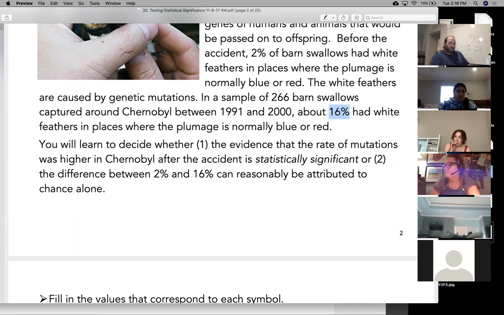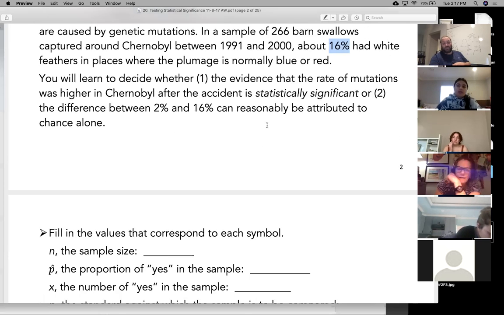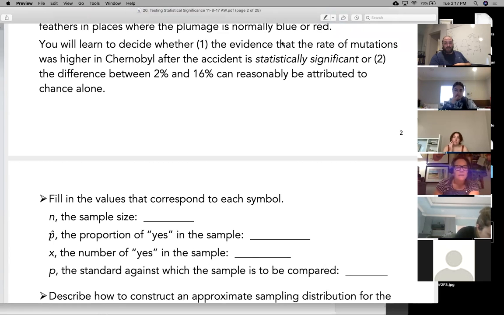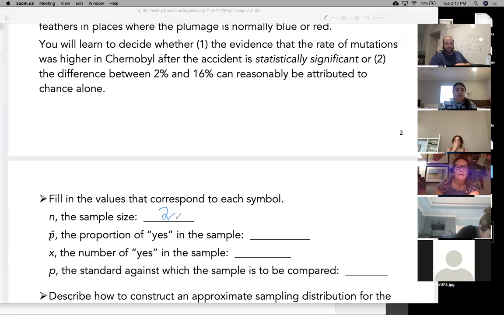42.56. Right. But of course, we're talking about how many birds, so it's got to be a whole number. 43. What I just did is I checked the numbers to see what would round to 16%. There's actually 2 that would round to 16%, either 42 or 43. But because 43 is closer, we're going to go with 43. That's the number x, the number of successes. There's 266 in my sample, 16% approximately said yes, and the number that said yes, we're going to say is 43.